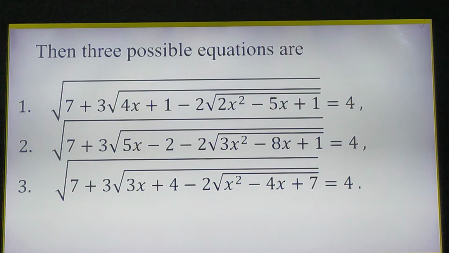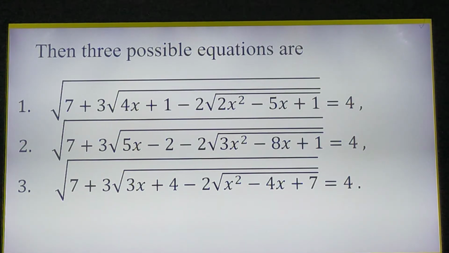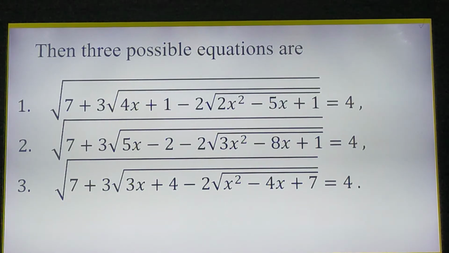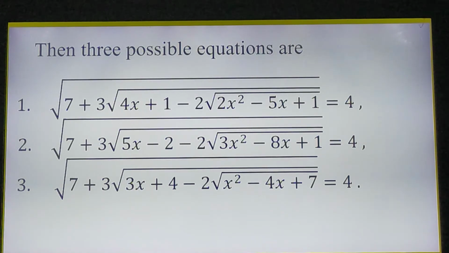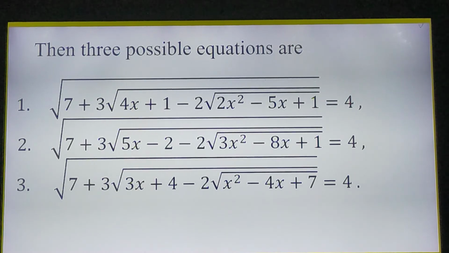Note that 4x plus 1, 5x minus 2, 3x plus 4, although they appear differently, when you substitute the embedded value x, they are equal in value. Similarly with quadratic expressions, 2x squared minus 5x plus 1, 3x squared minus 8x plus 1, and x squared minus 4x plus 1, meaning that they can be switched or interchanged, resulting in a new equation.